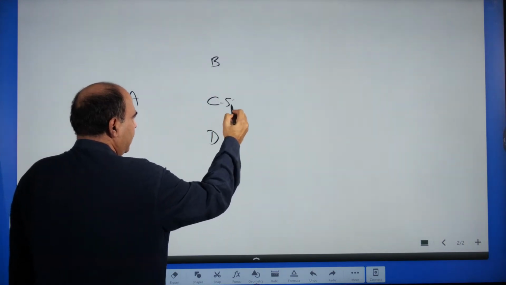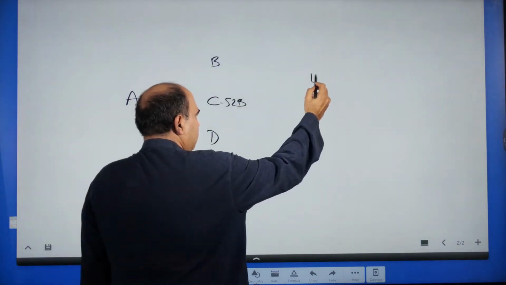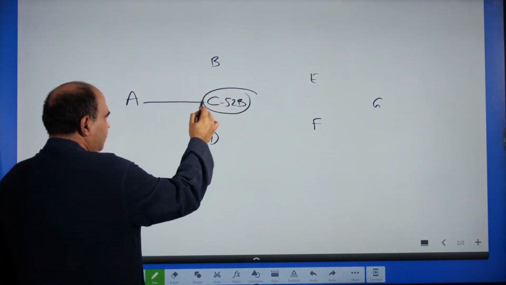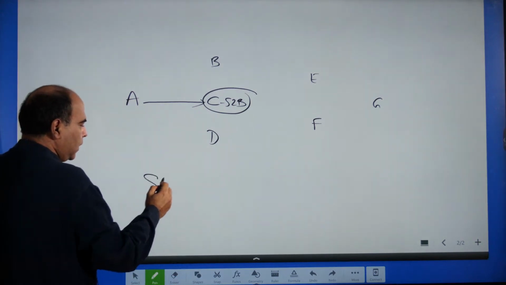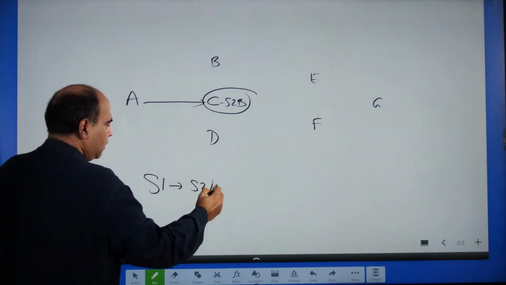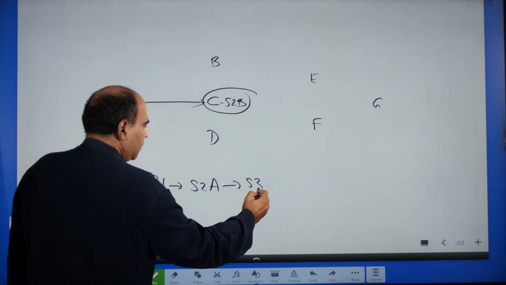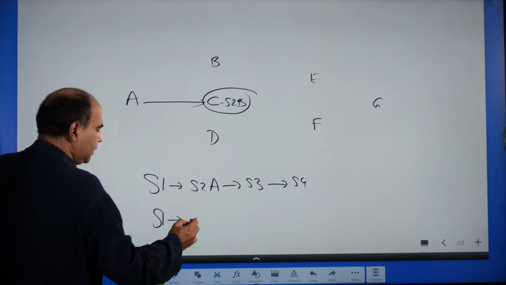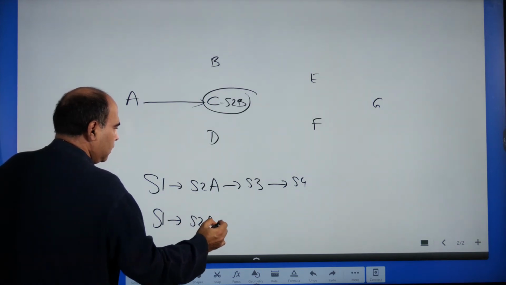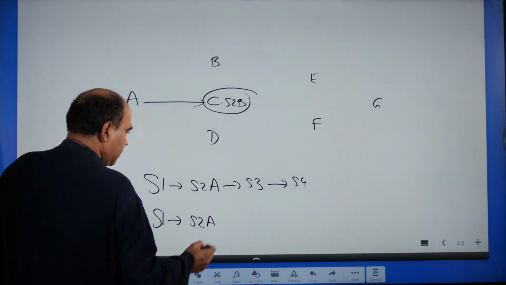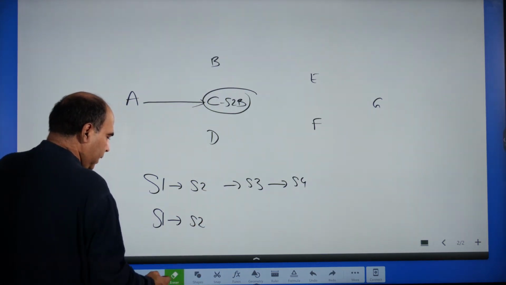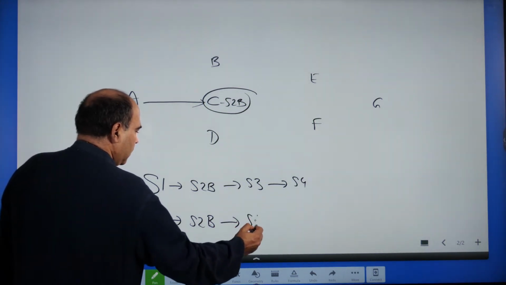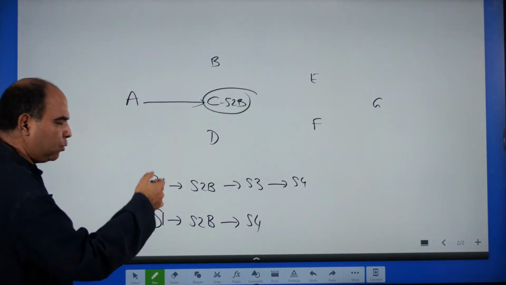Remember this one was S2B. This was my structure. So if I am going through this directly, my routes are S1, S2A, followed by S3, followed by S4, and I also have a route of S1, S2A. Why am I writing S2A here? S1, S2B to S4. I got a route from S1 to S2B to S4.